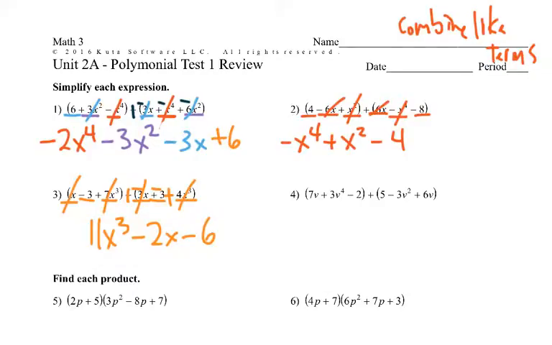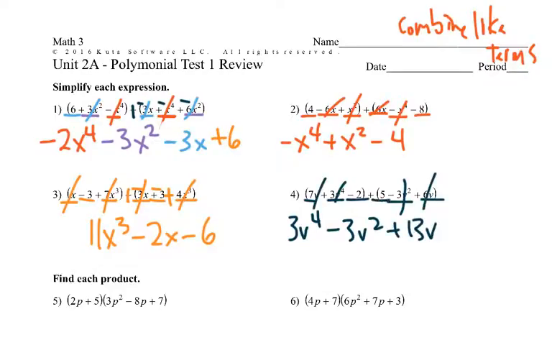Number 4, my highest power is 4, so 3v to the 4th. Okay. Then squared is next, so minus 3v squared. Then 7v plus 6v, so plus 13v. And then finally minus 2 plus 5, so plus 3. 5 minus 2 would give us 3. And that's all we're doing when we're adding and subtracting those polynomials.